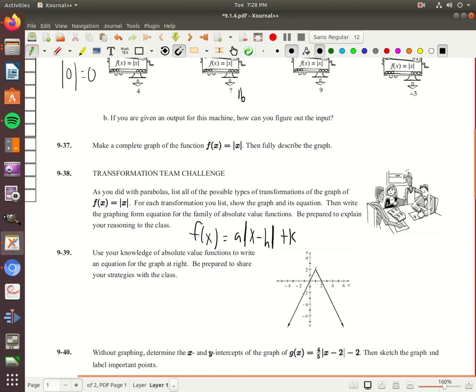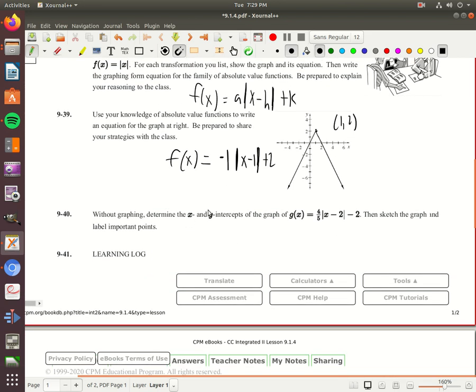Well, I know the vertex is right here. It's at 1, 2. So I can go into this equation, and I'm going to go ahead and say x minus 1 plus 2. Now I need to get my a. Well, I know it's going to be negative. It surely opens down, and it looks like it goes down over 1, down 1. So it looks like minus 1. So there's my equation for that graph. So pretty simple to do if we understand the graphing form of A, H, and K.